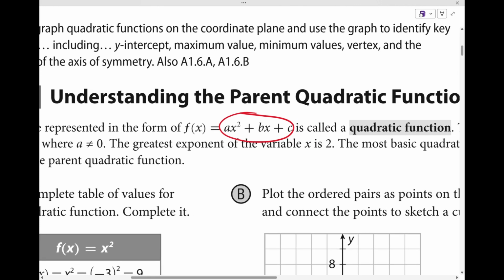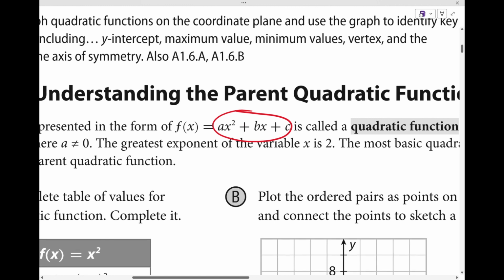So all it is, notice that this is just a polynomial. Okay, last unit we learned about polynomials. Try to figure out how many terms we have here. We've got the ax squared, the bx, and the c, so we've got 3 terms, so this is a trinomial.